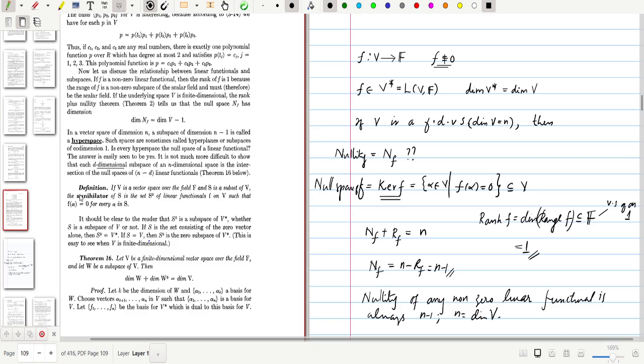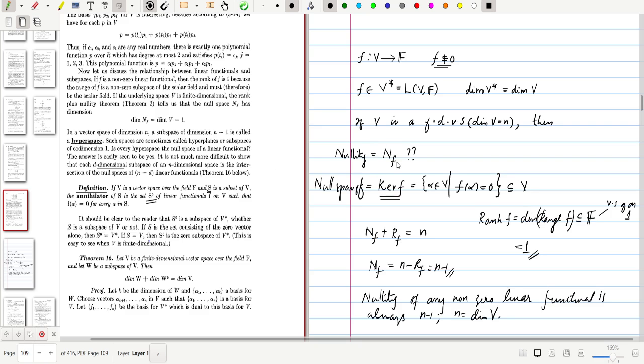In order to prove that result, we define the annihilator. The annihilator is defined for a subset. Let S be a subset, not necessarily a subspace, of V. Corresponding to this subset S, we define the annihilator, denoted by S naught. It consists of all linear functionals f on V such that f of alpha equals 0 for every alpha in S.